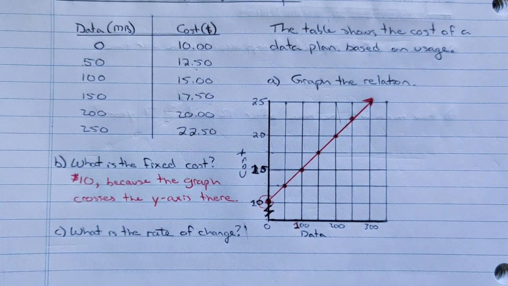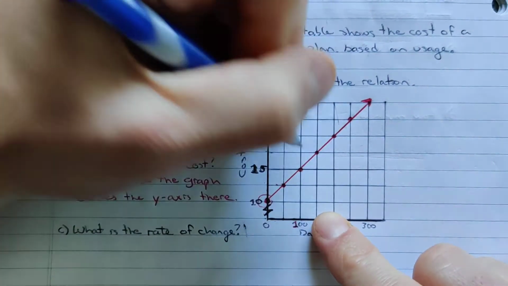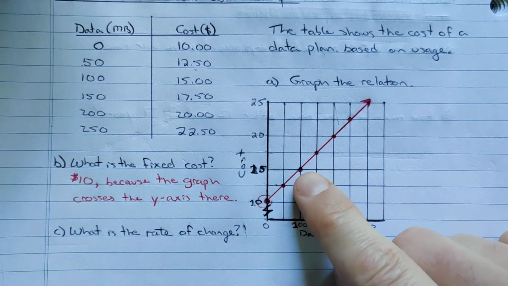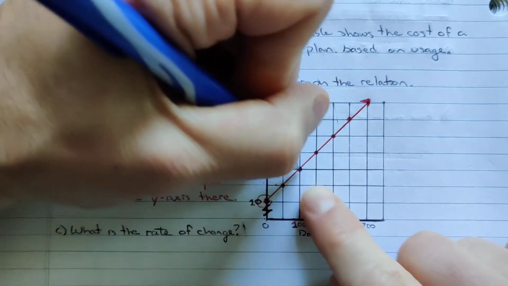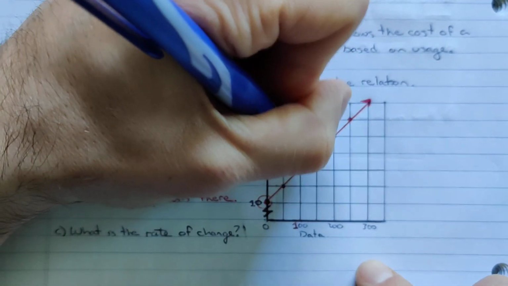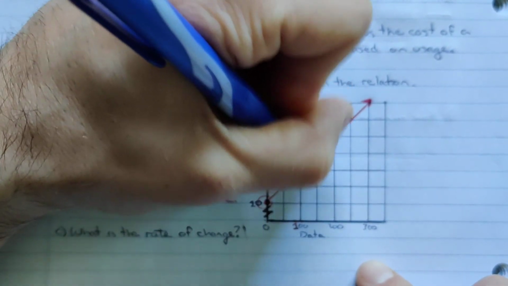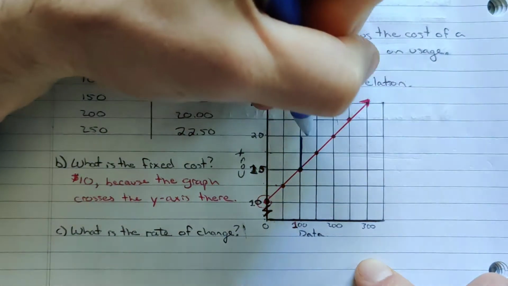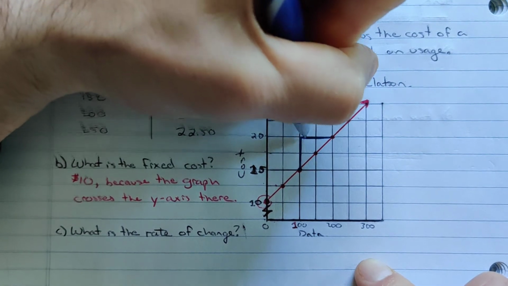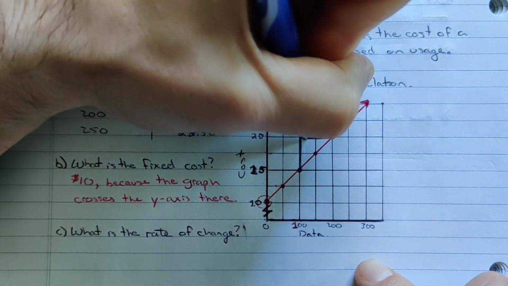What is the rate of change? So recall the rate of change was the change in cost as we go up, so we can make ourselves a rate triangle on this graph. I can pick 2 points. Let's pick 15 here, and we'll go up to 20. So from 15 to 20 on the vertical axis, and then we'll go over here from 100 to 200. So there's my rate triangle.